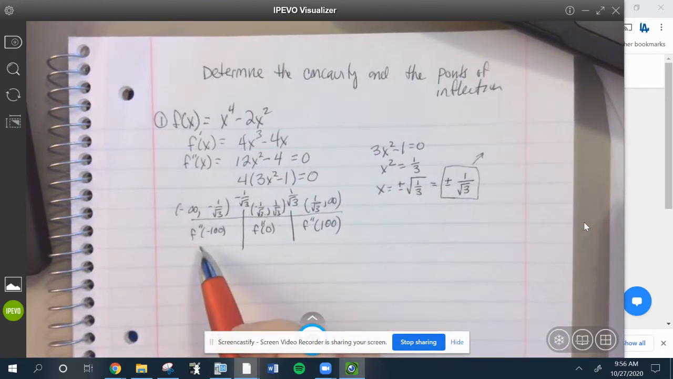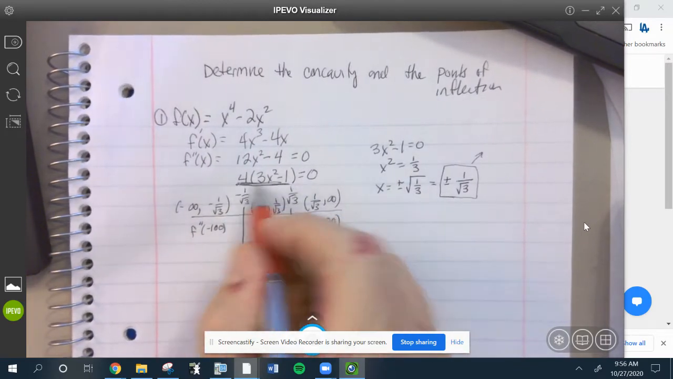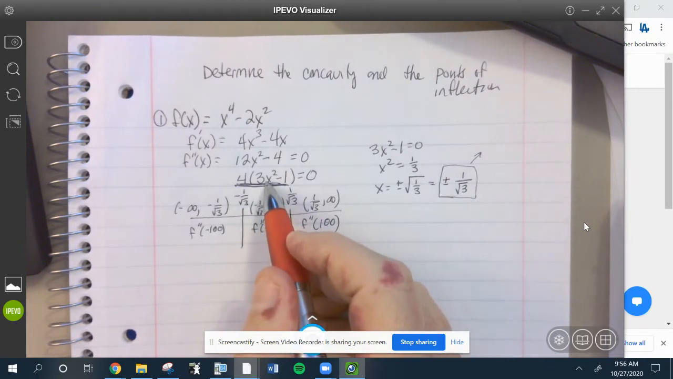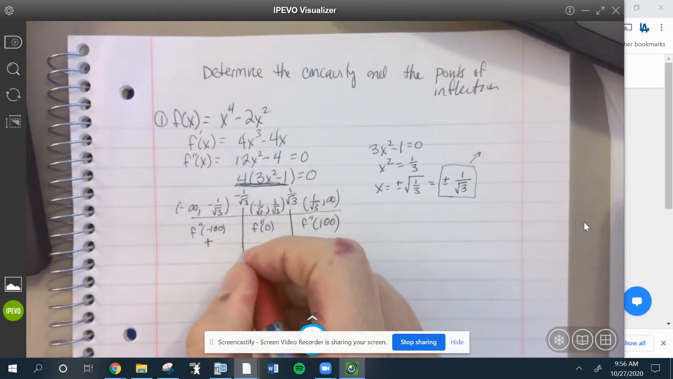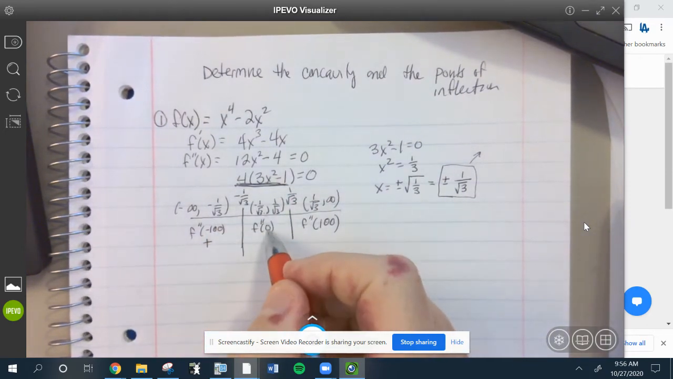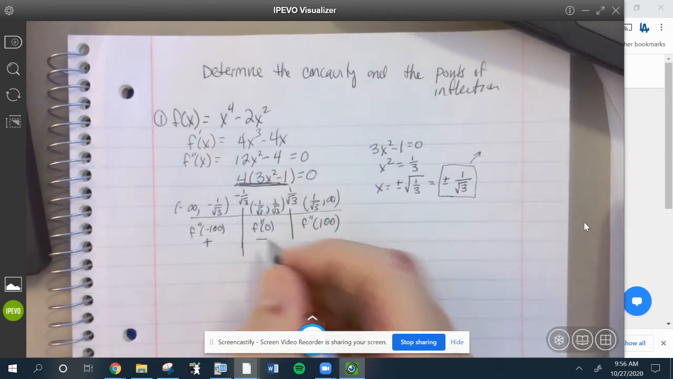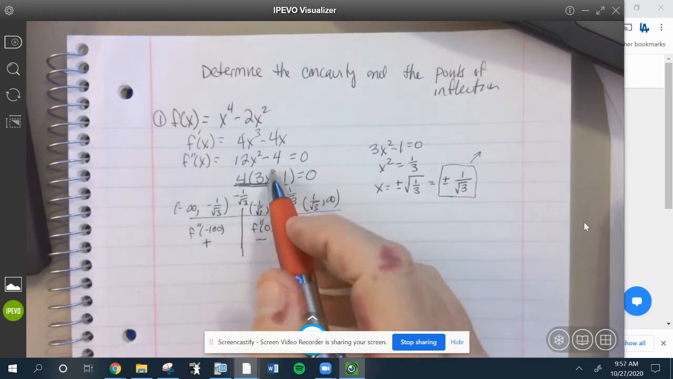If you plug negative 100 into this derivative right here, negative 100 squared is huge. So this is 4 times a positive. That means we're concave up. If you plug in 0, you have 4 times 0 minus 1, which is negative, concave down. And if you plug in 100, you'll get the same thing as when you plug in negative 100, because you're squaring it.